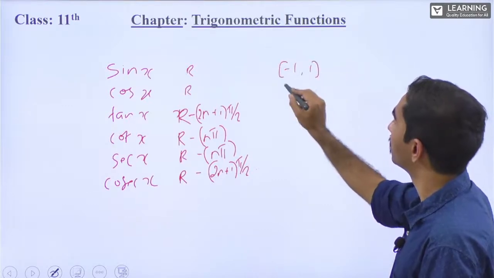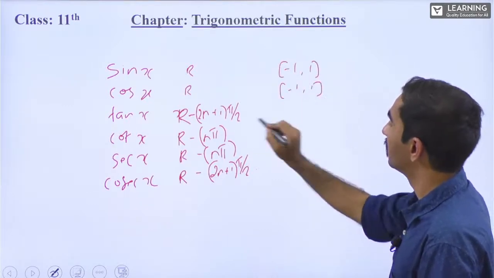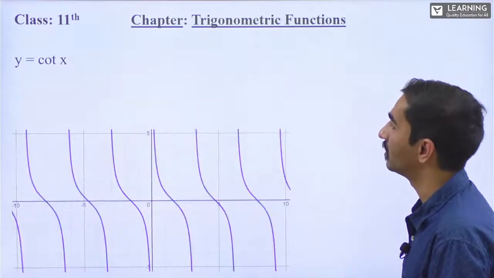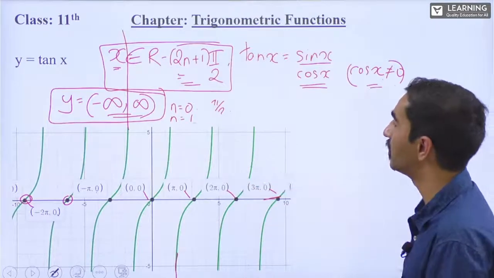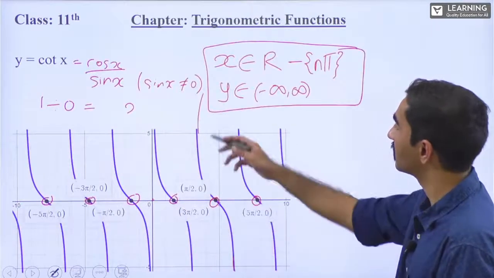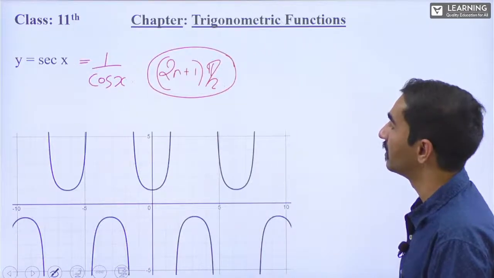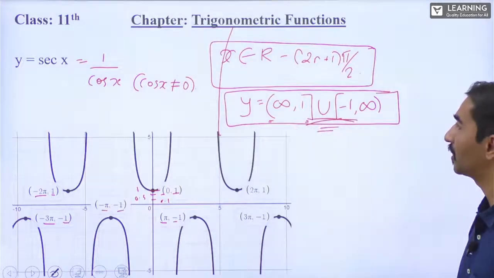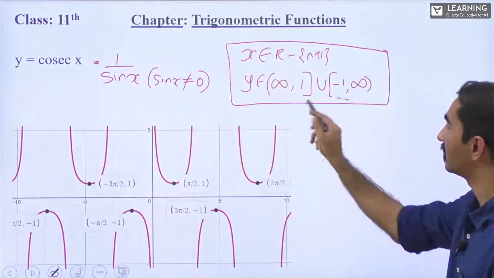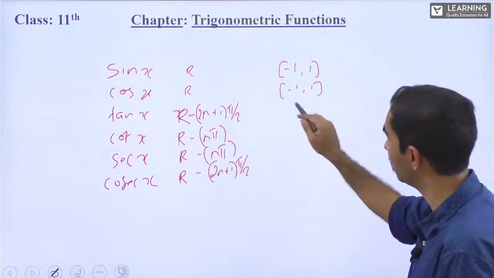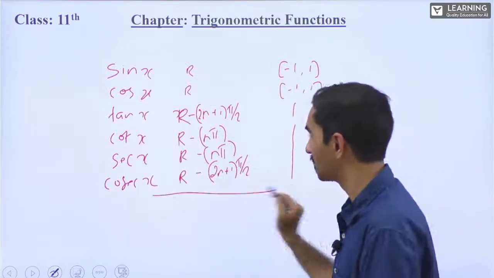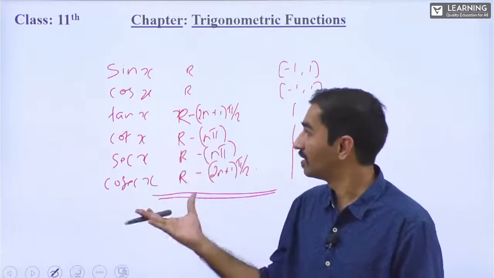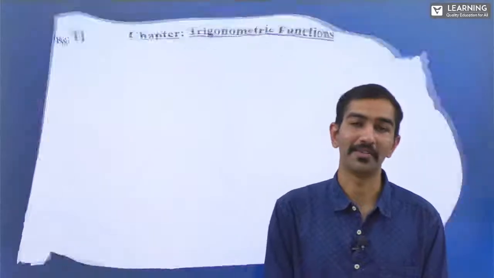Range for sin and cos: minus 1 to 1, same thing, minus 1 to 1. Range for tan x, by looking at the graph, is minus infinity to plus infinity. Cot x is the same thing, minus infinity to plus infinity. Secant x domain is this, okay, and the cosecant x domain is this as well. So you can just fill those in these gaps. So this will be the summary of today's class. We have seen what the ASTC rule is as well as the domain and range of all the trigonometric functions.